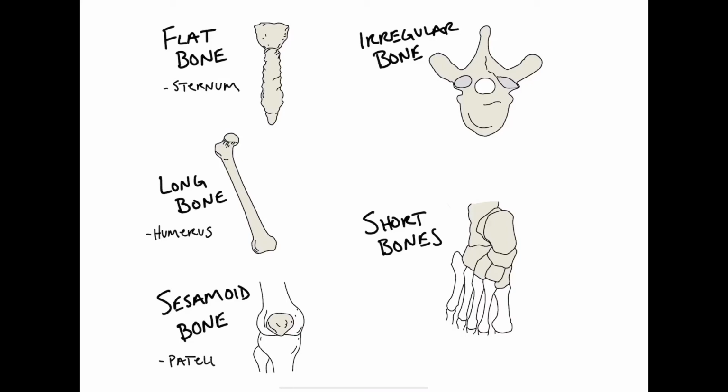Sesamoid bones are found in your hands, your feet, and your kneecap, or your patella. Irregular bones are not shaped like any of the other bones, such as your vertebrae or some bones in your face. Short bones include bones of the ankle and wrist.